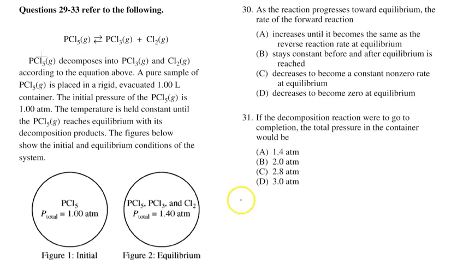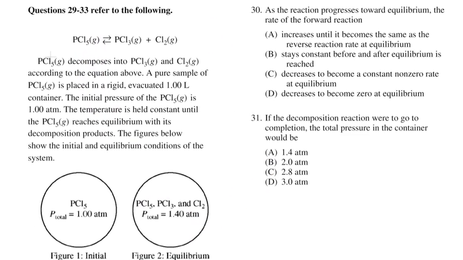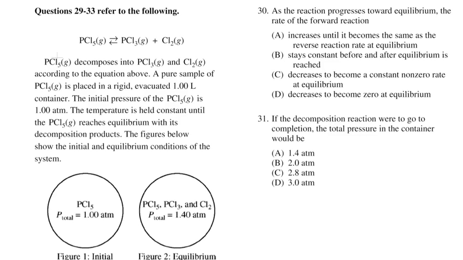Okay, so this next question, number 29, is we have, guess what? Some more gases in a container. And it's in equilibrium, at least the reaction shows here. In any case, the PCl5 decomposes into two other compounds. And what they said is a pure sample of PCl5 is placed in a rigid, evacuated 1 liter container. The initial pressure is 1 atmosphere, and the temperature is held constant.